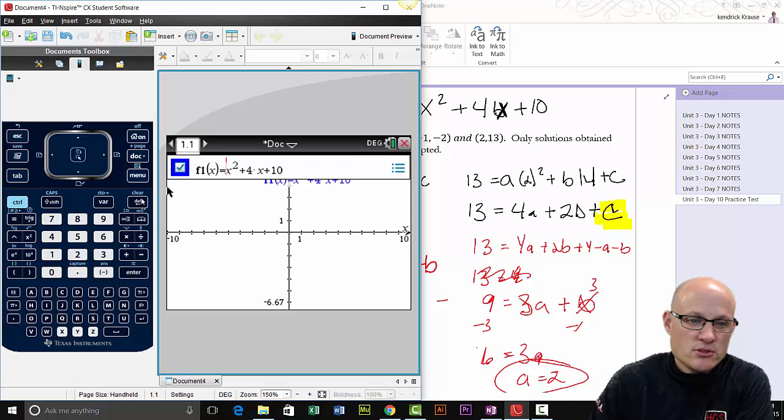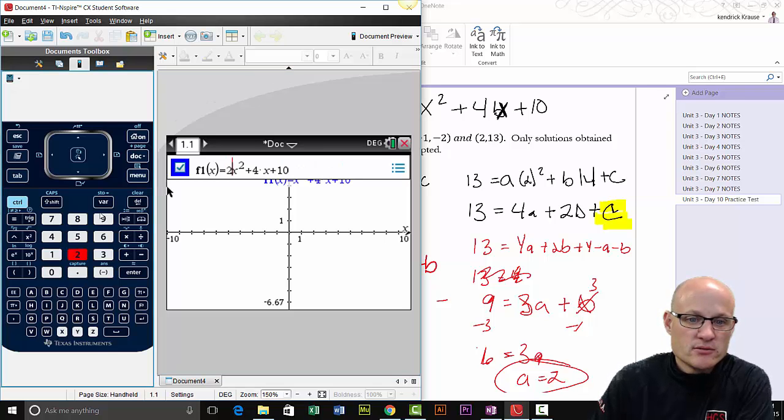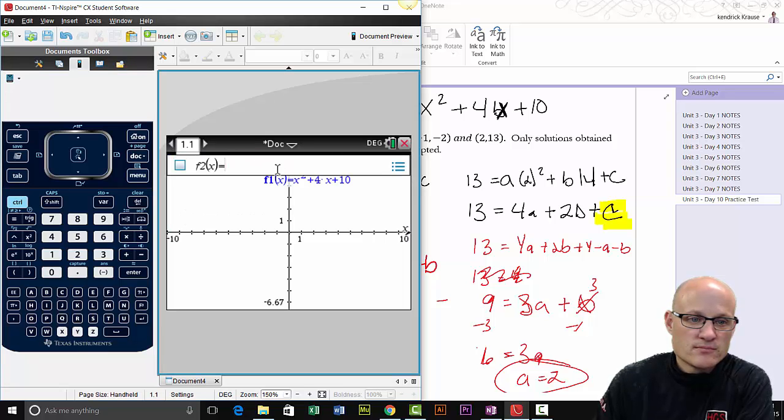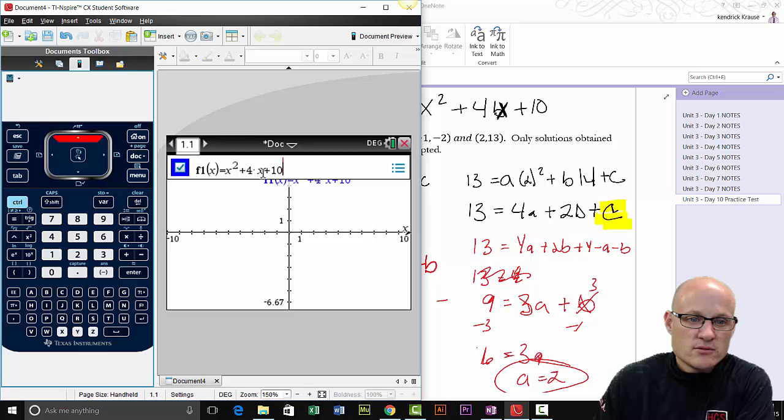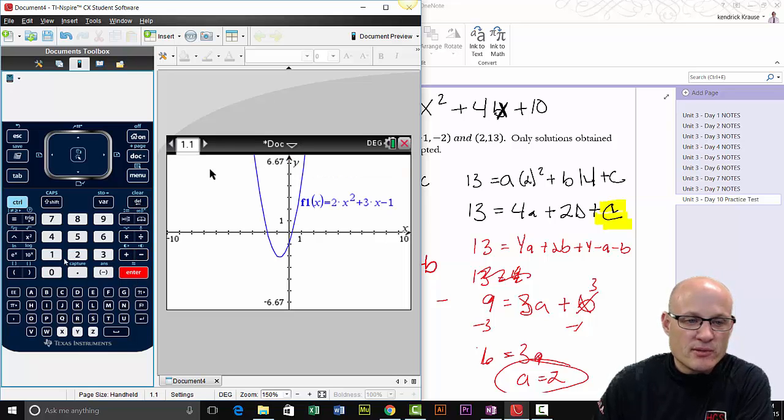So 2x squared plus 3x minus 1. So hopefully I see these 3 points in my table.